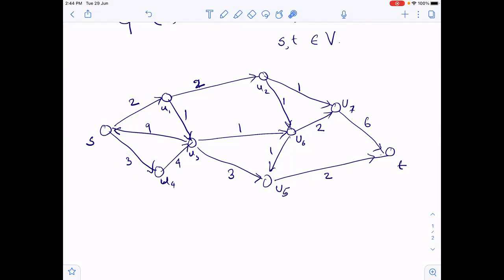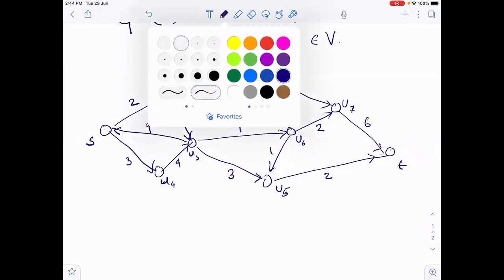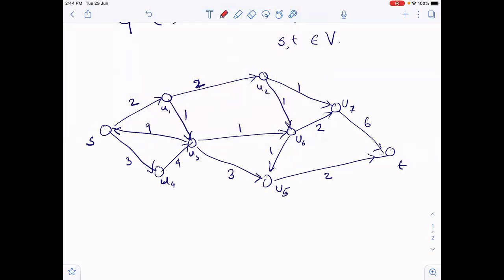You have a one-way pipeline network, and you want to put in water from this side and take out water from here, or put in oil from here and take out oil from here. The question is, how much oil can you pass from here to here? If I push in oil from S, how much oil can go from S to T? What this means is that we want to come up with a flow.